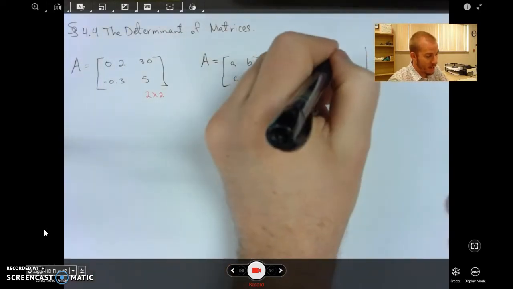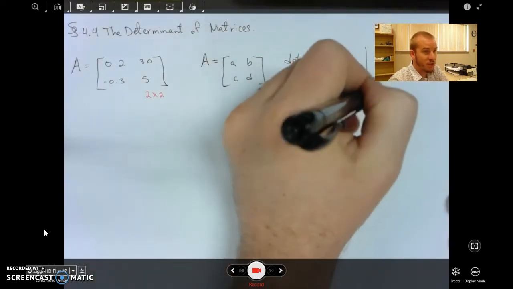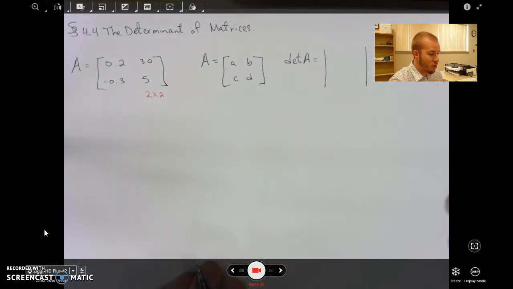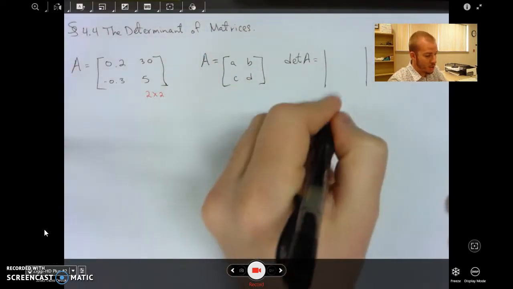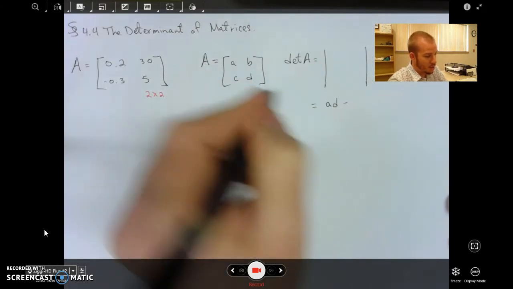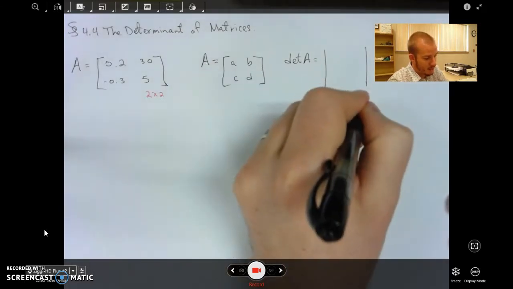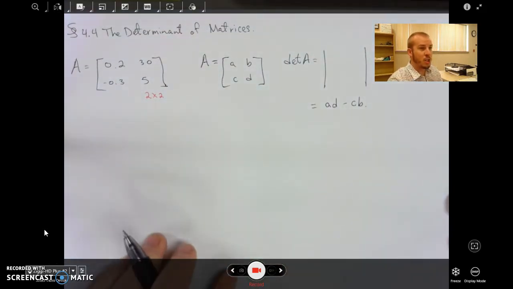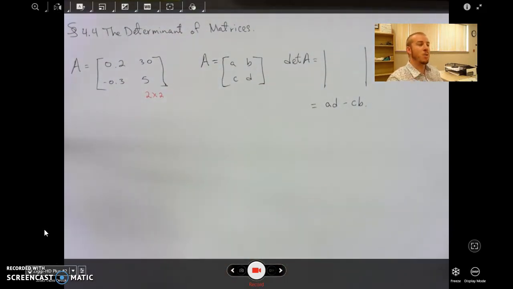Okay, so the determinant of A, you would write it like this, with the bars like so. Now, the determinant is when you actually get A times D, and you subtract C times B. This is only true for a 2x2 matrix. When we get to a 3x3 matrix, we're going to do something a little differently, and in the 4x4 matrix, you're going to see.